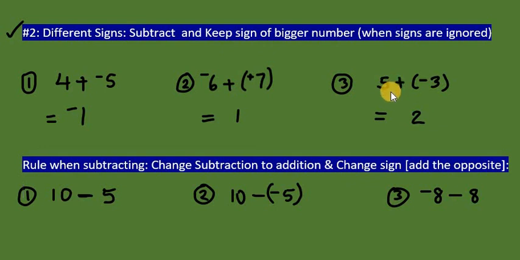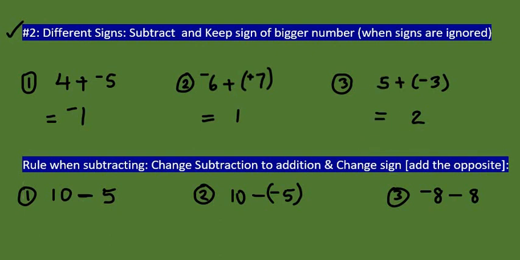Now, which sign do we keep? Well, we'll look at the two numbers that we're adding. Which one do we have more of? Do we have more positives or more negatives when we compare them? We have more positives than negatives, and so our answer will be a positive 2. In other words, if you ignore the signs, which number is bigger? 5. And so we'll keep the sign of that.